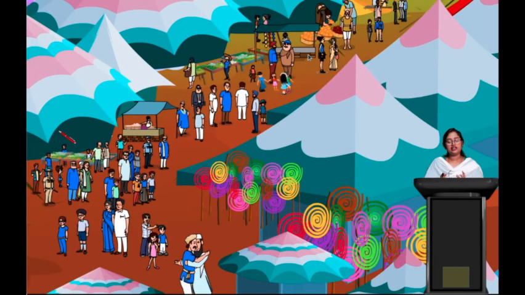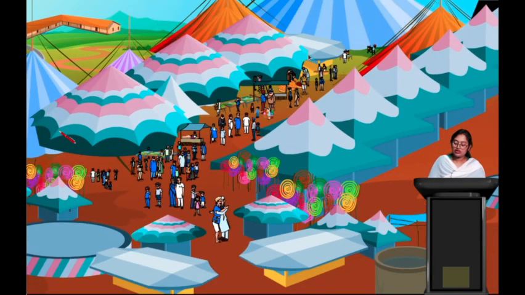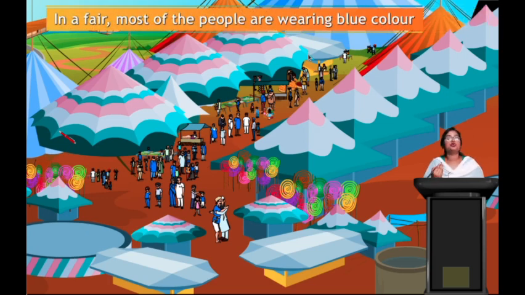Let us consider one more situation. This is a fair, right? So can you observe one thing, children? Most of the people are wearing blue color, isn't it? Yes. So here you can say that in the fair most of the people are wearing blue color. So here also the word most is very important.